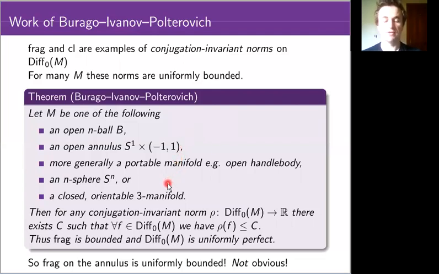What about closed manifolds? Well, you can take any n-sphere, or any closed orientable 3-manifold. Then whenever M is one of these manifolds, the fragmentation norm is bounded, and the commutator length norm is bounded. So Diff-naught of M is uniformly perfect. And indeed, this is true for any conjugation invariant norm in these groups. So the fragmentation norm of f to the n of our point push earlier on the open annulus is uniformly bounded. And this is totally not obvious.